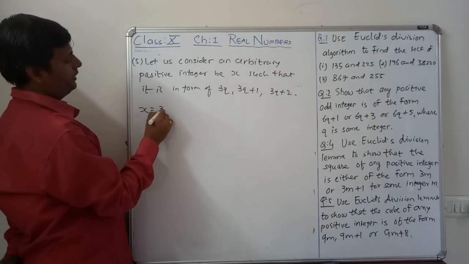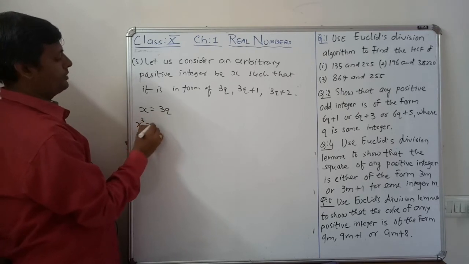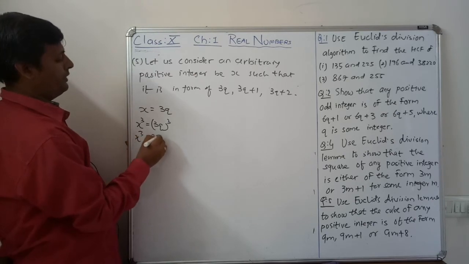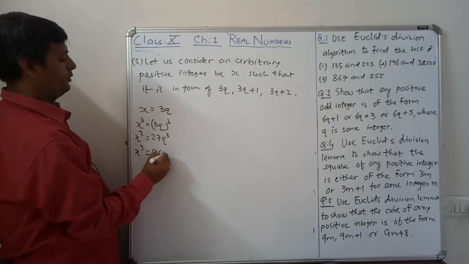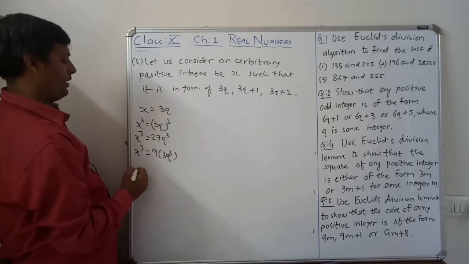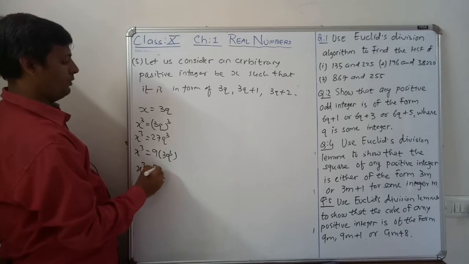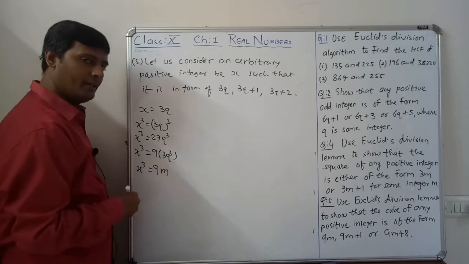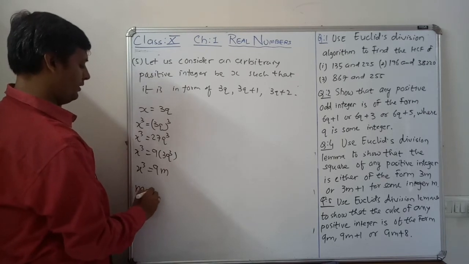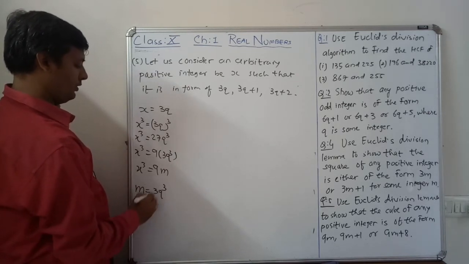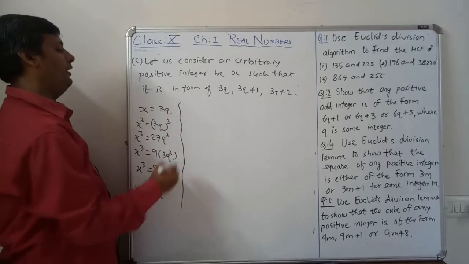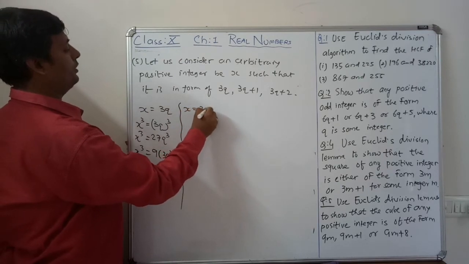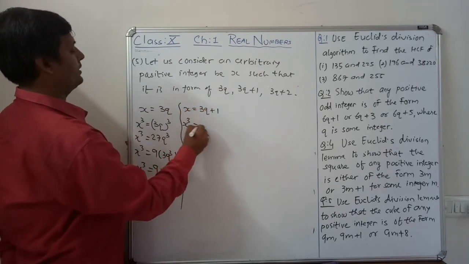Again, so x is equal to 3q. So x cube is equal to 3q whole cube. So x cube is equal to 27q cube. So x cube is equal to 9 into 3q cube, right? So simple, x cube is equal to 9m, where m is equal to 3q cube, and m is any integer. So clear? Again, x is equal to 3q plus 1. Take the cube both sides.